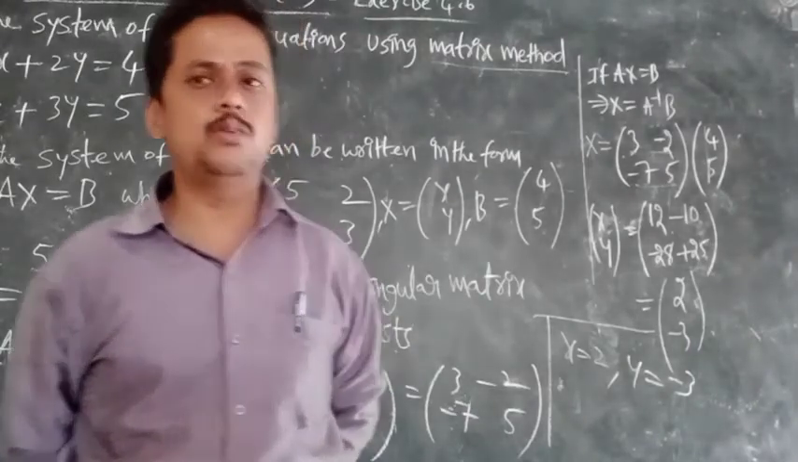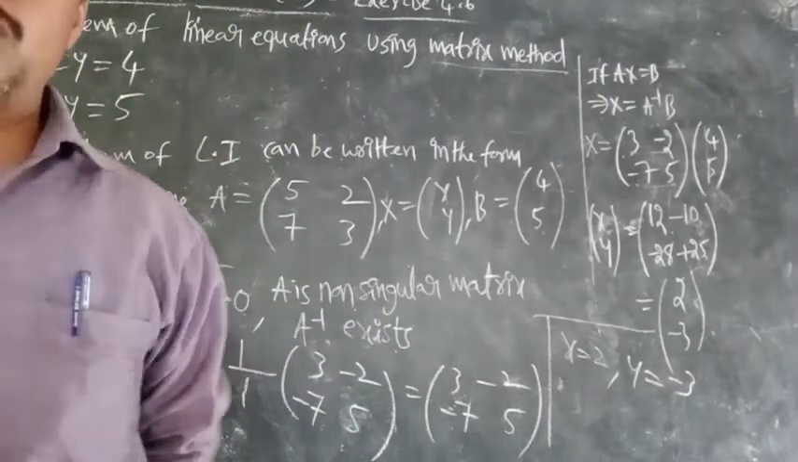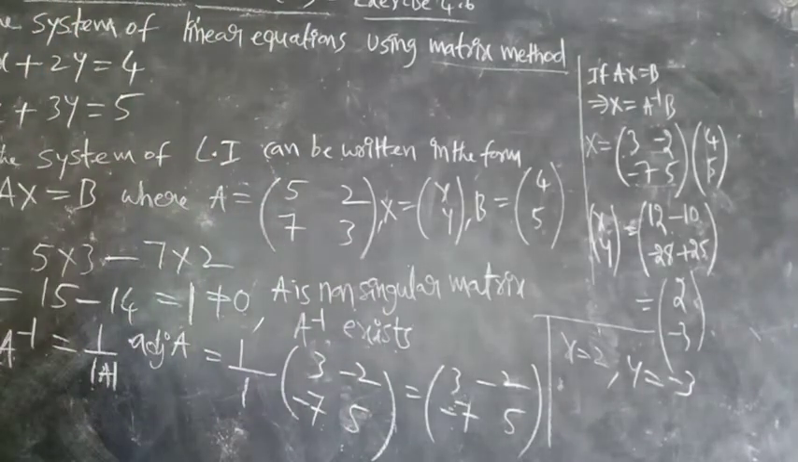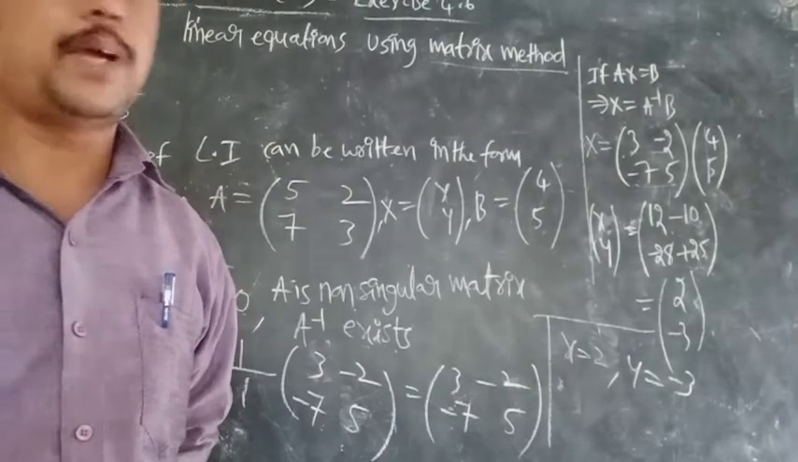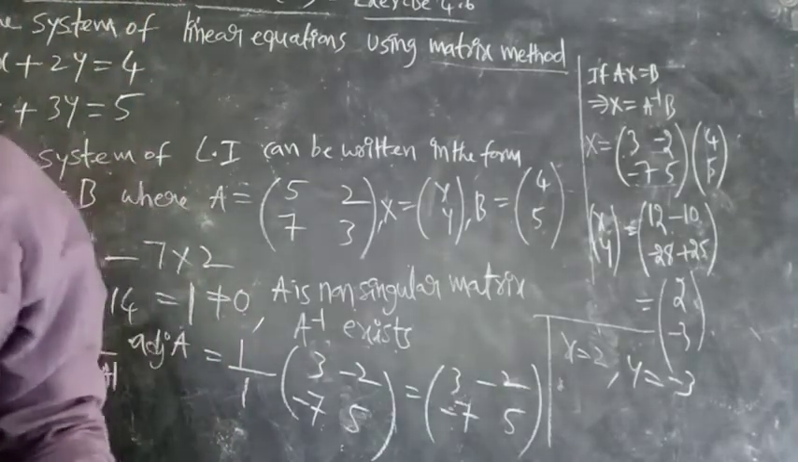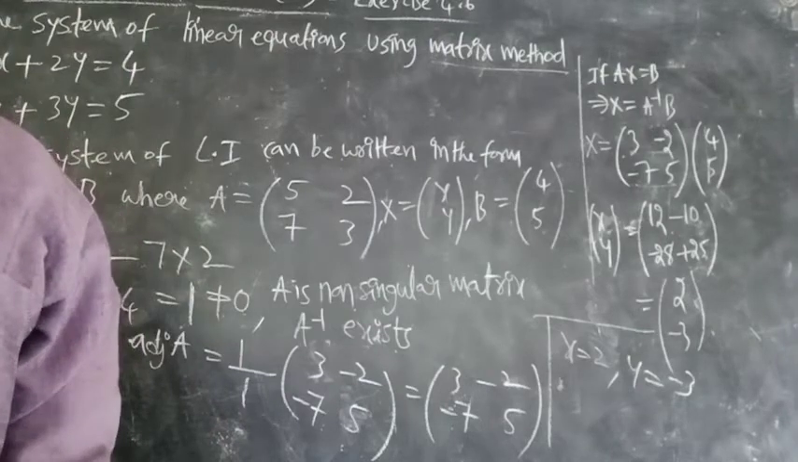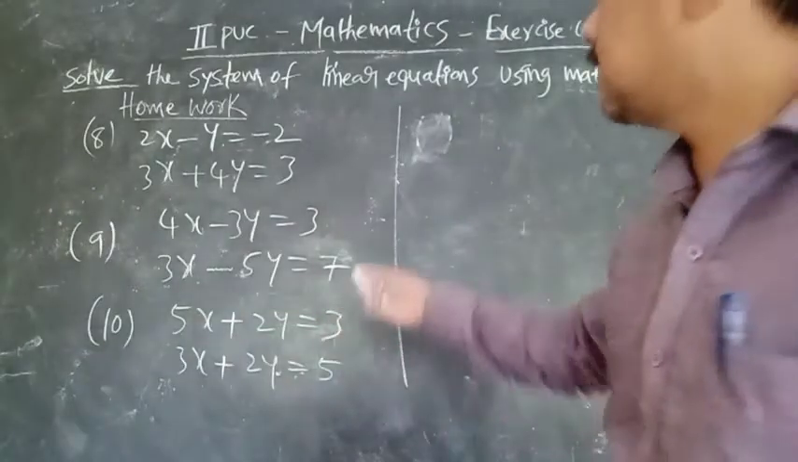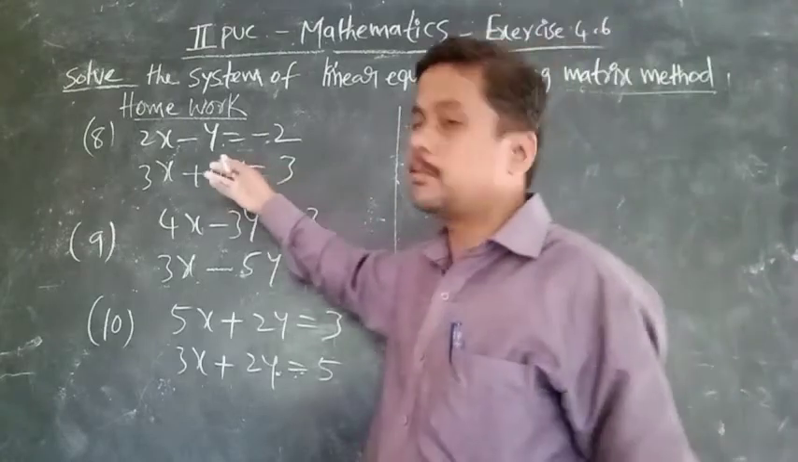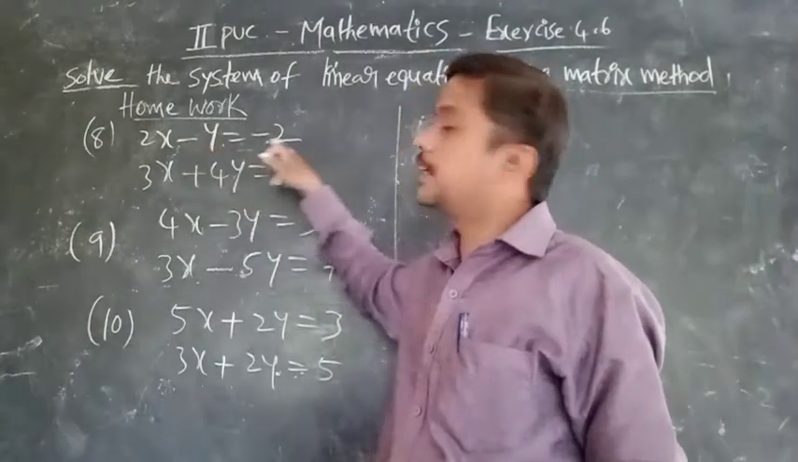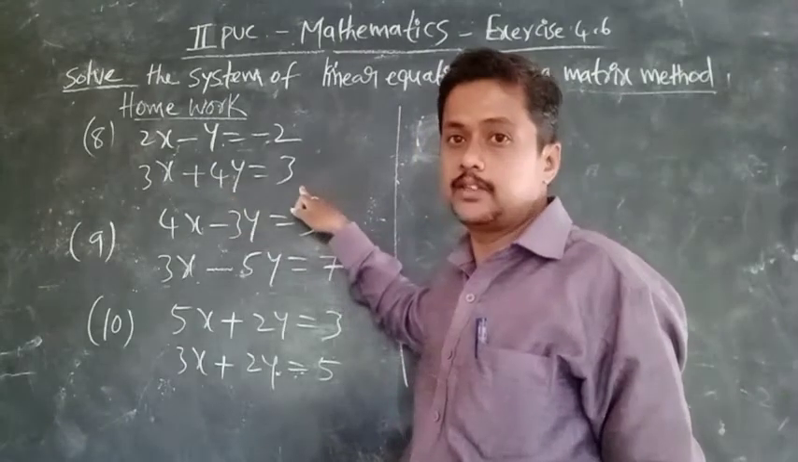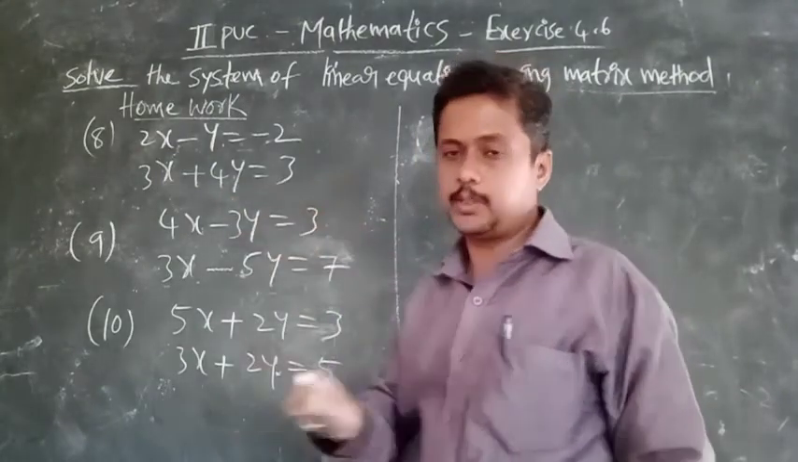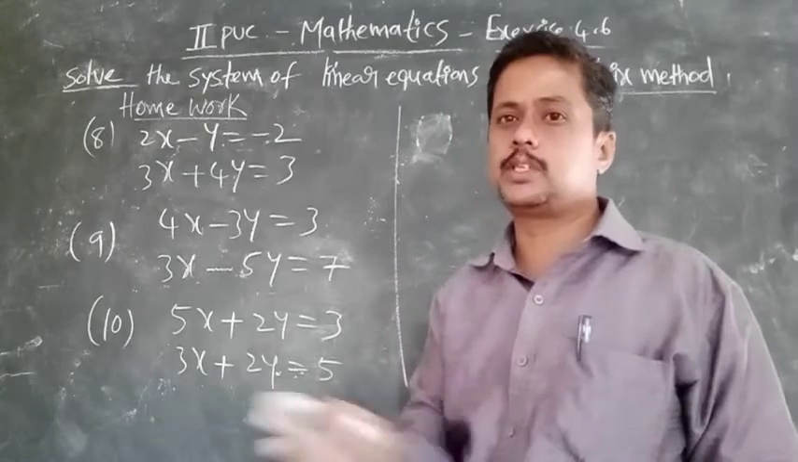I will give some homework also. You have to do the homework. In the next class I will do the 3 by 3 matrix, a system of 3 equations. So these are some homeworks. 8th problem: 2x minus y is equal to minus 2, 3x plus 4y is equal to 3. Okay, same procedure, already done.